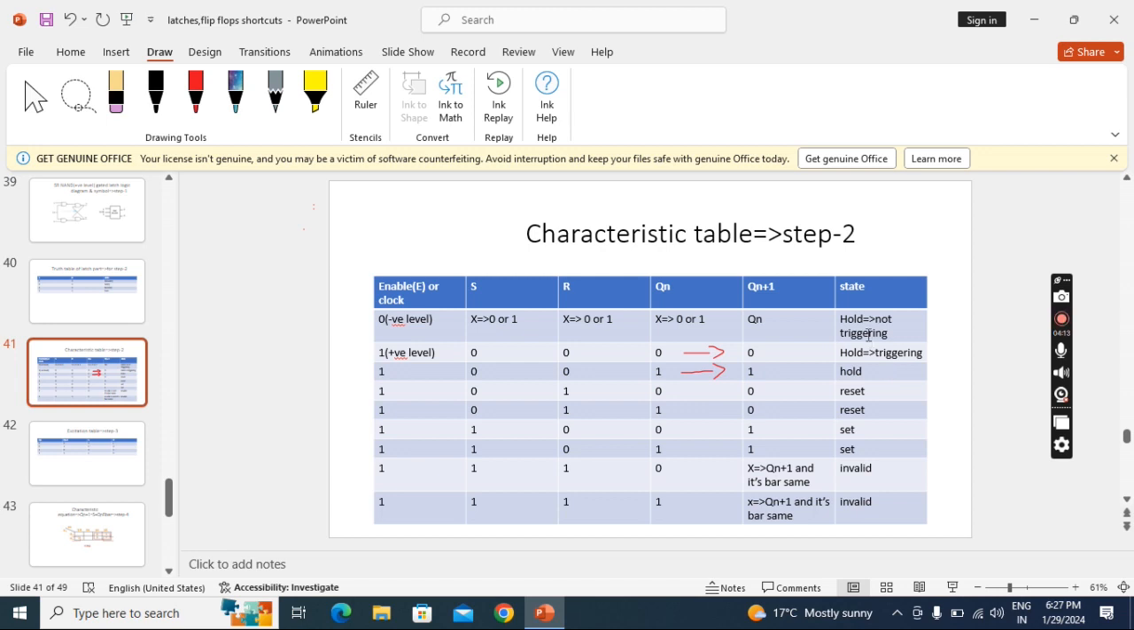But what's the difference between this hold and these two holds? This hold is happening because of no change in the circuit. No change means the circuit is not responding. It is in the previous state only. But here it is responding, but it is giving the same output as previous. That is triggering. That is the meaning of triggering. That you have to observe.